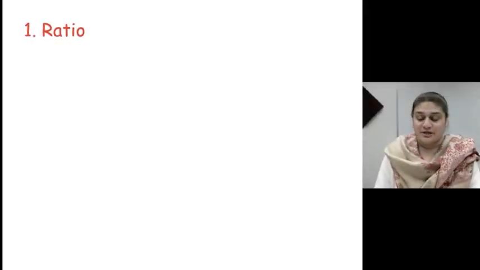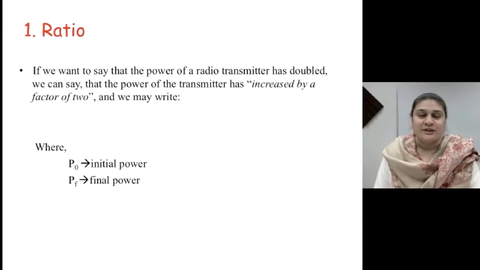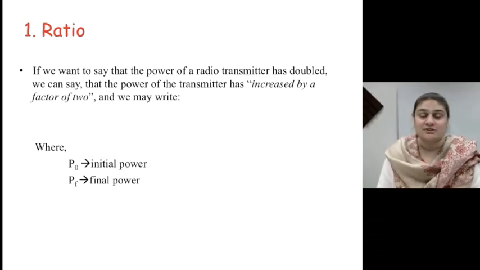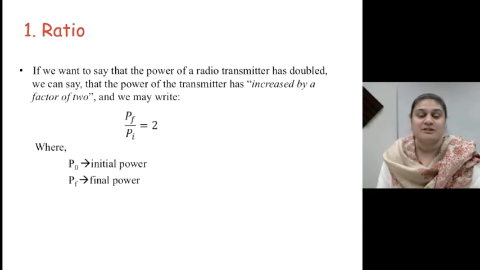So let's talk about ratios now. If, let's say, we want to say that the power of a radio transmitter has doubled over the last 1 hour, we can say that the power of the transmitter has increased by a factor of 2. So in that case, if P naught is your initial power and PF is your final power, then this can be defined as PF over PI equals 2.